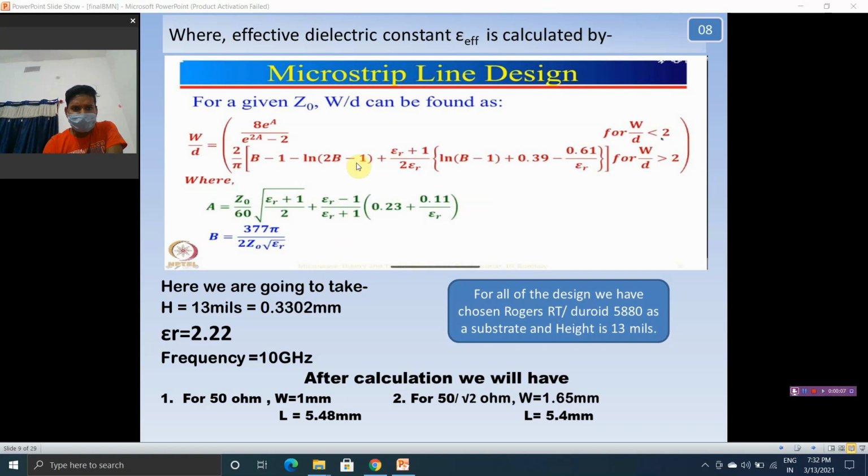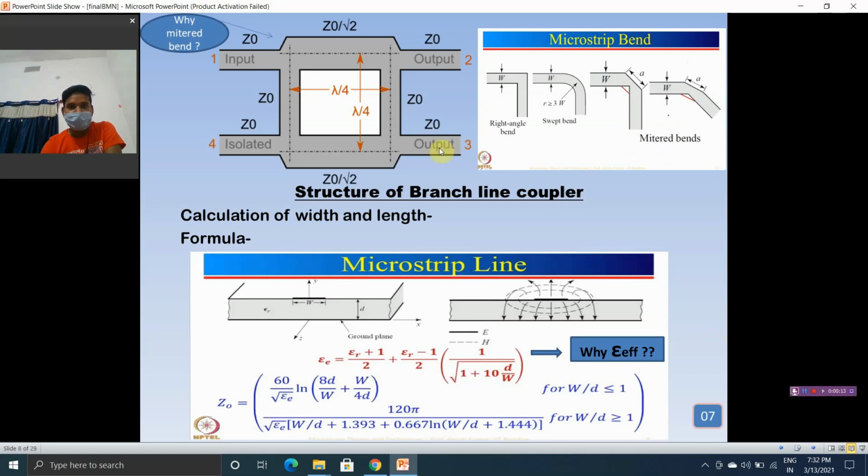Till now, we have discussed the basic structure of our microstrip branch line coupler, the 90-degree branch line coupler. We have already gone through the structure and basic concepts related to the branch line coupler. Now the main important part is how to calculate the dimensions. To calculate the dimensions of all these transmission lines, we already have a formula that we can see.